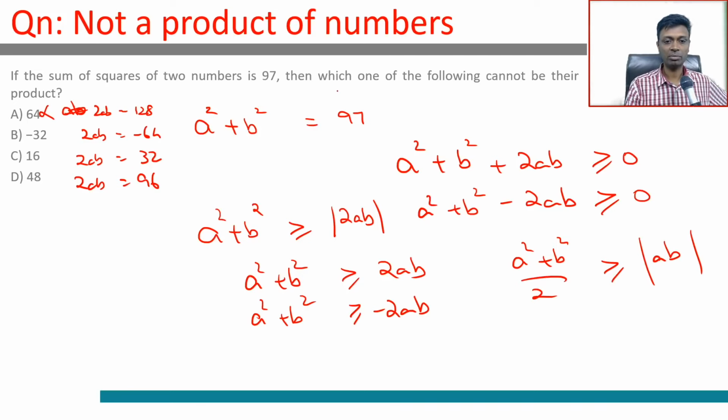So here it is summing up to 97. So 2ab has to lie between 97 and minus 97, or ab should be less than 97 by 2 and greater than minus 97 by 2. All of these work, this one doesn't.